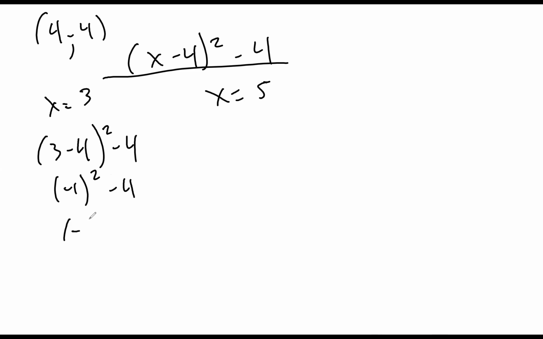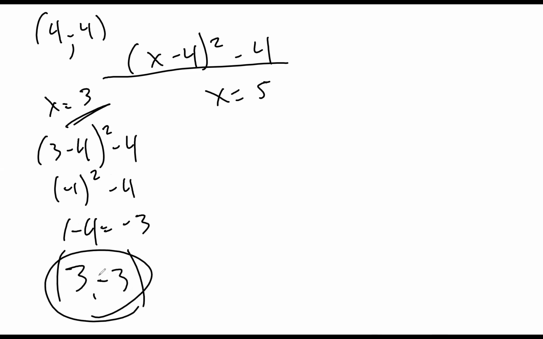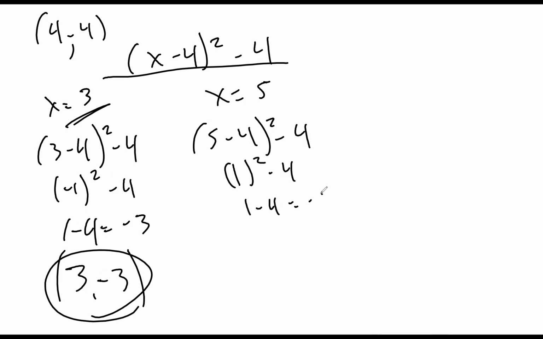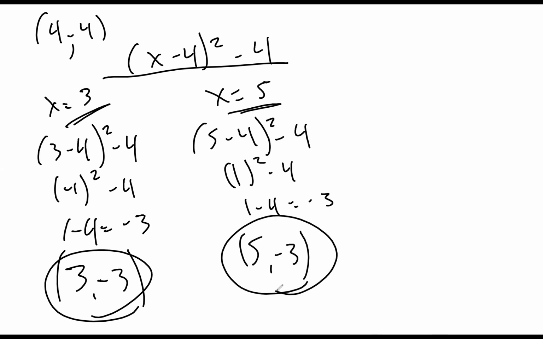So negative 1 squared is 1, and 1 minus 4 is negative 3. So if I let x be 3, my point is going to be (3, negative 3). There's an additional point. Then I'm going to let x be 5, and 5 minus 4, of course, is 1, and 1 squared is 1, and 1 minus 4 is negative 3. So if I let x be 5, the other point I'm going to get is (5, negative 3). Now I have the vertex, these two additional points, and my two x-intercepts, so now I'm ready to graph. Okay, so let's graph it and see what this thing looks like. So here will be my graph.